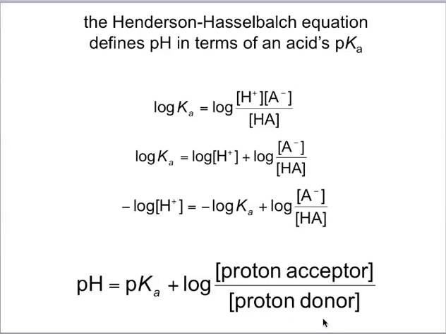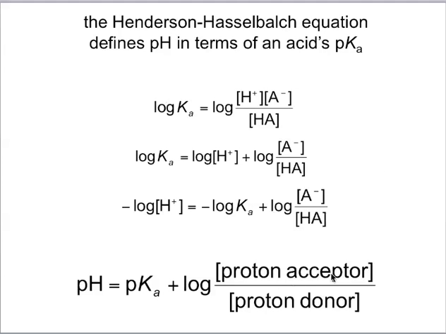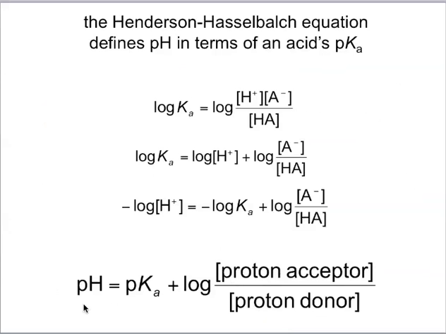So again, taking acetic acid as an example, the weak acid has a proton to donate, and the proton acceptor is the conjugate base. Right, there's the conjugate base. So again, pH can be expressed in terms of the pKa of the weak acid and the log of the ratio of the concentrations of the conjugate base and weak acid.